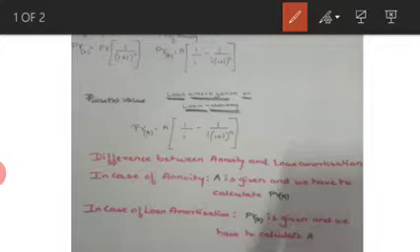The formula, if you see, it is just the same as your annuity formula. It is present value of annuity is equal to A into bracket 1 upon I minus 1 upon I into (1 plus I) raised to n. If that is the case, then what is the difference between the two formulas? Let's just try to understand the difference between annuity and loan amortization.